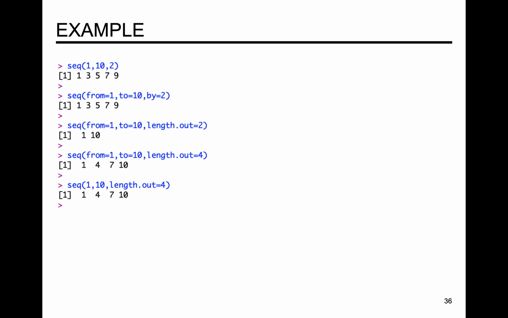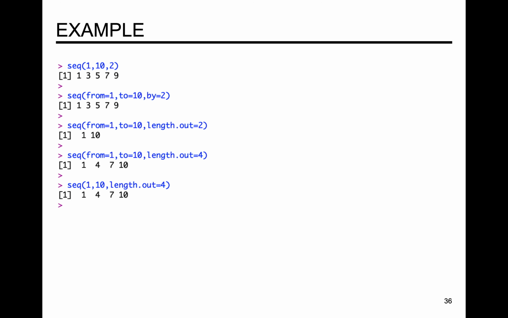In the next example, I just specified the parameter names to show that we get the same output. In the next example, I specified from equals 1, to equals 10, but instead of specifying the parameter name by, I specified length.out equals 2. So that's going to just return 1 and 10 because I get back two numbers starting at 1 and ending at 10. In the next example, I just changed the length.out parameter from 2 to 4.